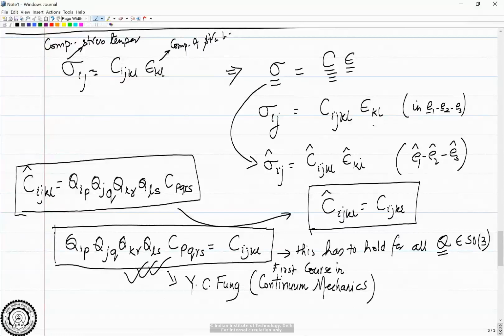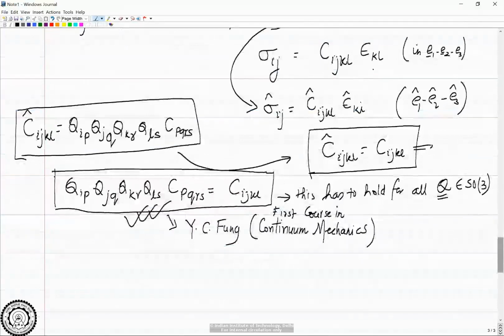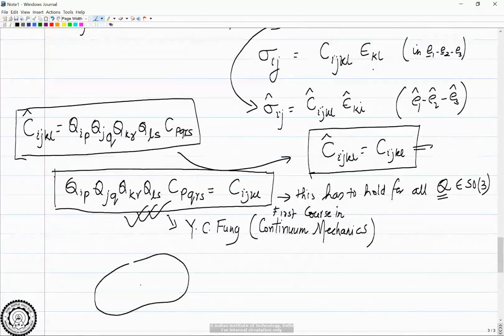So how do we get that C hat is equal to C? Oh, how did you get this? C hat is equal to C. This is from that experiment. You remember? Can you recall that I had this experiment where I was applying strain in this direction, let us say this is 1 and this is 2, and let us say I apply epsilon 1 1, and I measure sigma 1 1 and sigma 2 2.